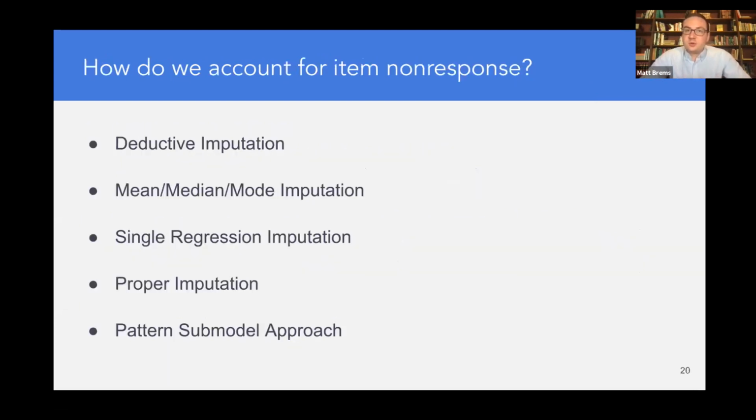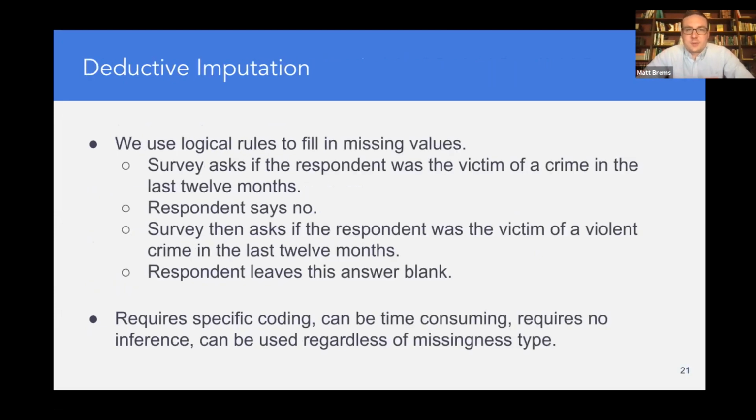Which brings me to probably one of the most interesting parts of what we're going through here. How do we account for item non-response? Again, that's that Swiss cheese non-response. There are 5 techniques that I'm going to take you through here. Again, in the interest of time, we'll go through these pretty quickly, but we'll be able to summarize each of them. The first is deductive imputation.